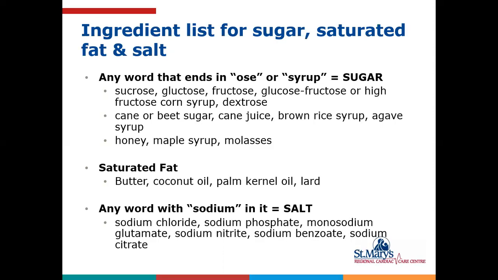In addition to your nutrition facts table, we also want you to look at the ingredient list. And if you see a lot of these ingredients popping up, they might not be the best for heart health. So these are ingredients that would indicate sugar, saturated fat, and salt or sodium. For sugar, you want to look for anything that ends in OSE: glucose, fructose, sucrose, or syrup. Brown rice syrup, agave syrup, maple syrup. Saturated fat, you're looking for butter, coconut oil, palm kernel oil, and lard. And for salt or sodium, you're looking for that word salt, but also anything with sodium in it. Sodium chloride, sodium phosphate, monosodium glutamate. The fewer of these words that you see, the less sugar, saturated fat, and salt is going to be in the product.